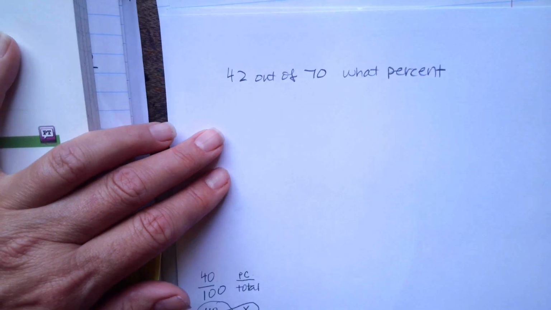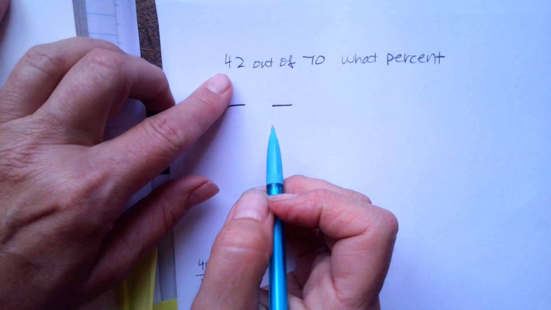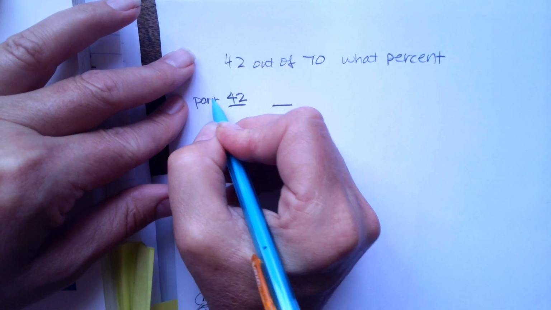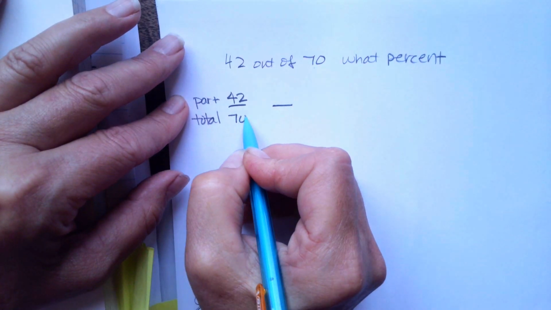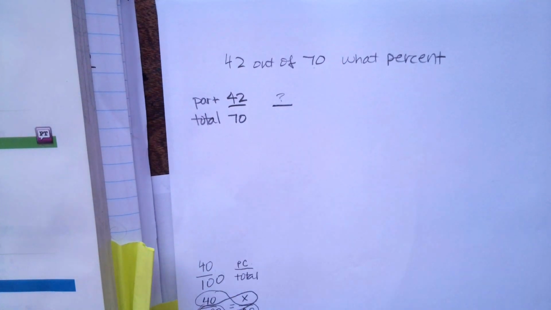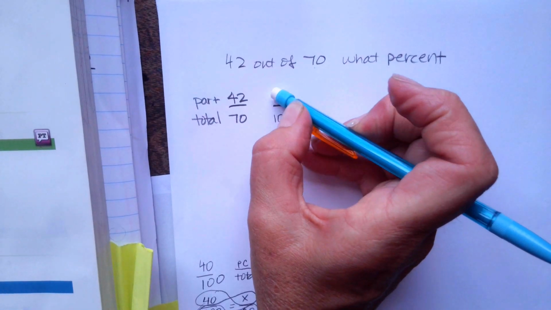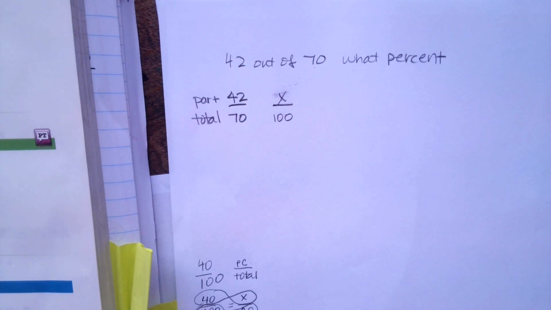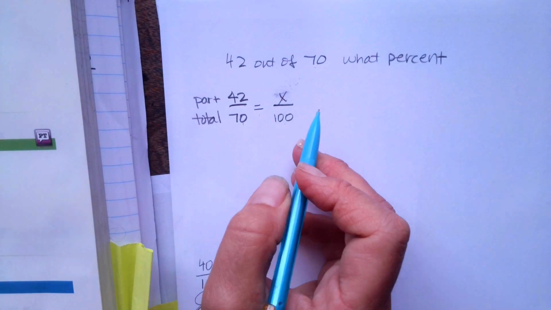So for this one, we're going to set our ratio up differently. So we always have two ratios. They're giving us the answer here. 42, that's the part. And then this is the total number of people that they asked. So we're going to put that here. And then what percent means that this is the part that we don't know right now, over 100. So we're going to change this instead of question marks because we're in high school. We're going to change it to an X. And now we do our cross multiply. So we're going to do 42 over 70 equals X over 100.